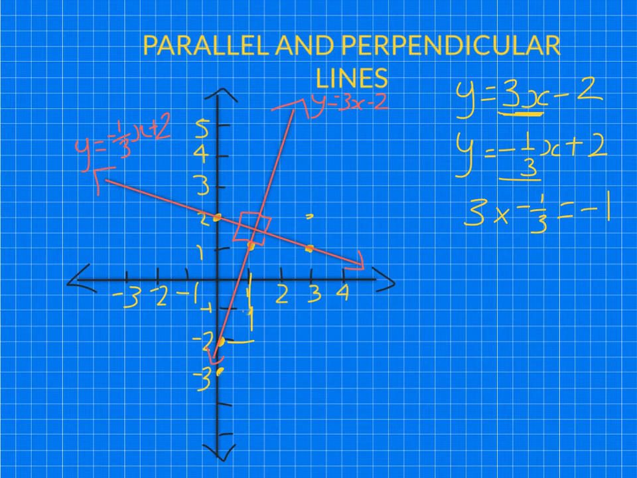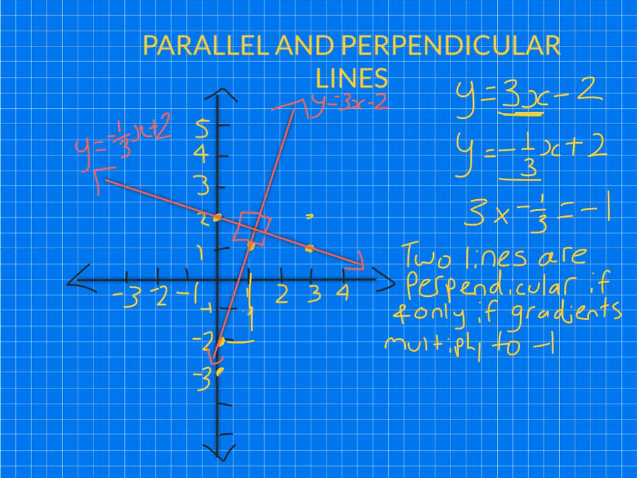If their gradients multiply to -1, they're perpendicular, otherwise they're not perpendicular. So another way I can write that, they're perpendicular if gradient of the first line times gradient of the second line equals -1. Another way to write that is if the gradient of the first line is -1 divided by the gradient of the second line. And that will be really helpful when you have to find the gradient.